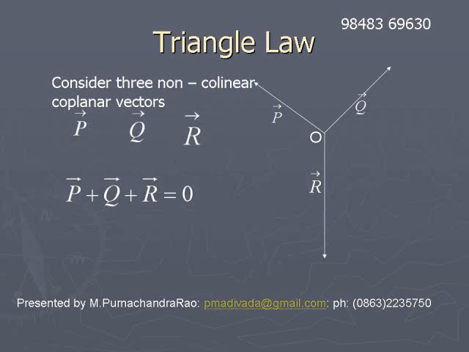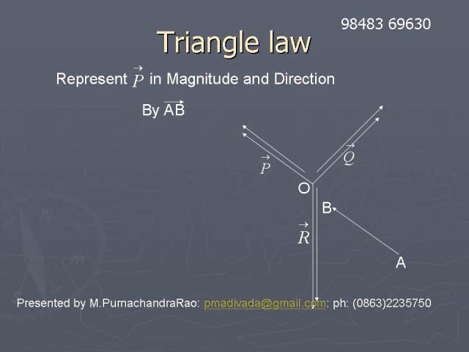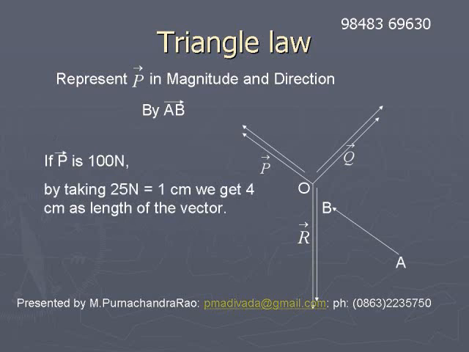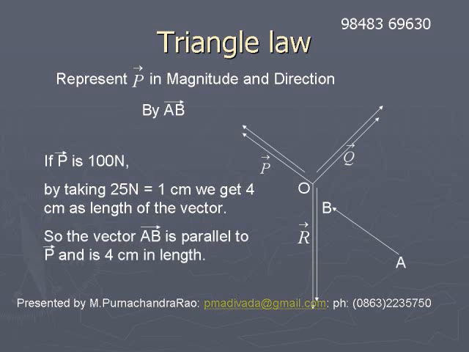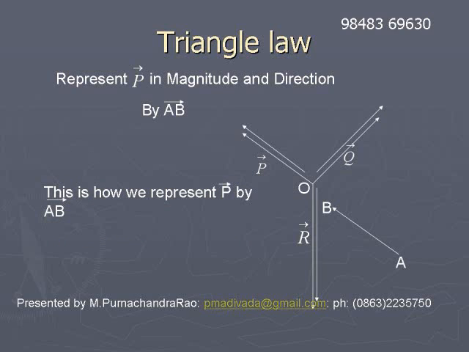Suppose p bar plus q bar plus r bar is equal to 0. Represent p bar in magnitude and direction by AB bar. If p bar is equal to 100 newtons, by taking 25 newtons is equal to 1 centimeter, we get a vector of length 4 centimeters. So the vector AB bar is parallel to p bar and its magnitude is 4 centimeters in length. So we can represent p bar by a vector of length 4 centimeters, that is AB bar.